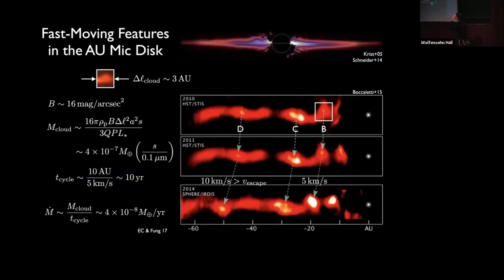Here's another example of a lopsided disk. It's lopsided in a very funny way. So this is AU-MIC, everyone's favorite M dwarf. It's a pre-main sequence M dwarf. It's got everything. It's got planets. It's got a disk. And the disk is lopsided in the sense that it has waves. I hope you can see it. This is an HST STIS image. It's got waves on one side that aren't really seen on the other side.